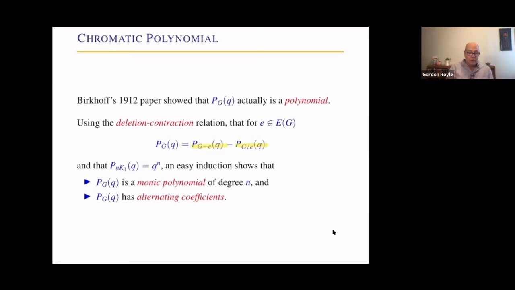This is, as far as we know, pretty much the only way that we can actually calculate chromatic polynomials for general graphs. So deletion-contraction is obviously an exponential algorithm. So chromatic polynomials are hard to compute, both in practice and, of course, in theory. We can do lots of nice things once we've got the deletion-contraction relation. The two main things are that it's a monic polynomial of degree n, and it has alternating coefficients. Okay, so each graph simply has a chromatic polynomial.